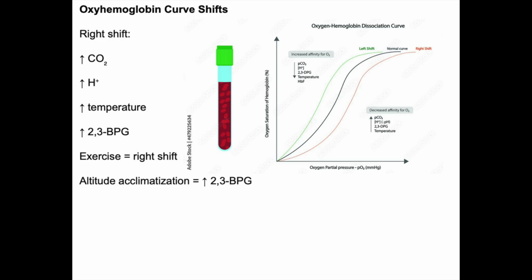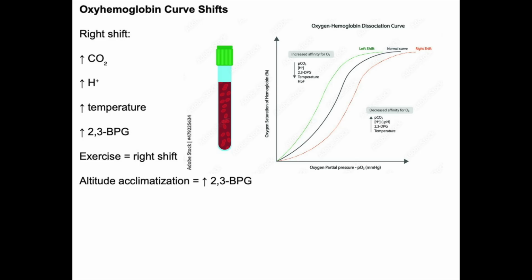So acclimatizing to a certain altitude increases 2,3-bisphosphoglycerate. That shifts the curve to the right to improve oxygen delivery in low PO2 environments. The left shift is just the opposite of a right shift. It's going to be increased affinity. So that's going to improve loading in the lungs, but impairs unloading in the tissues. So the curve isn't abstract. It's a delivery optimization system.